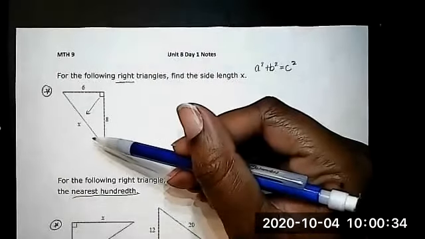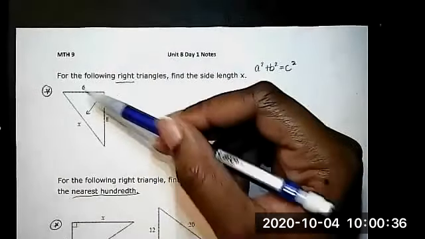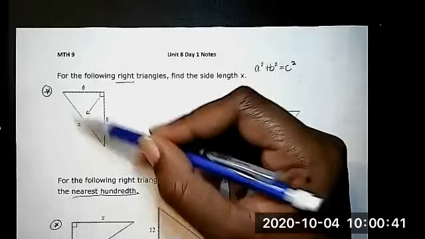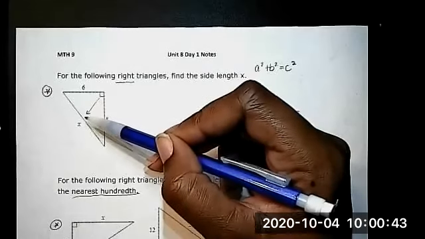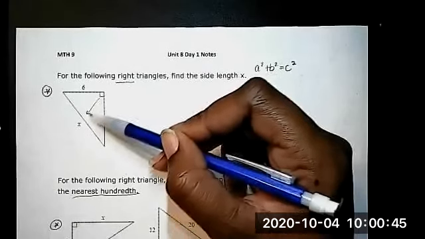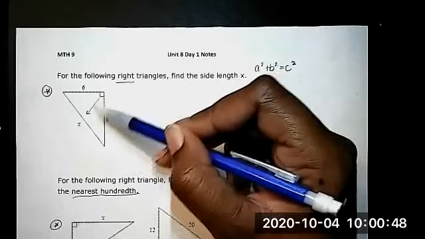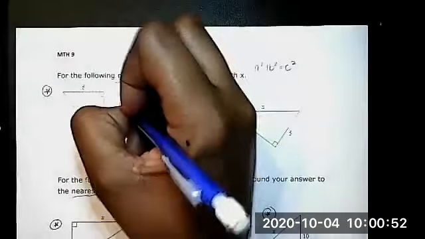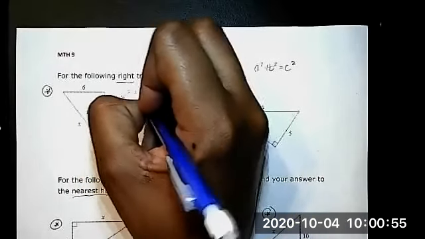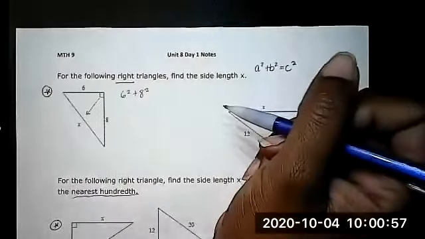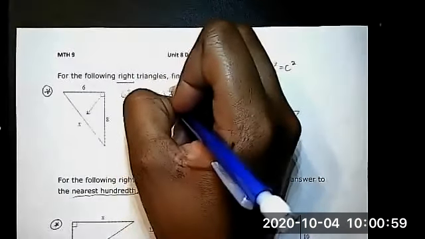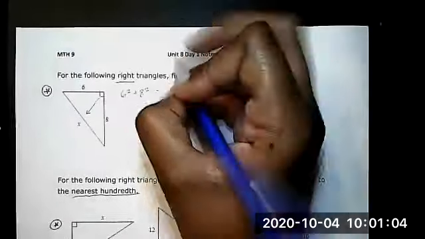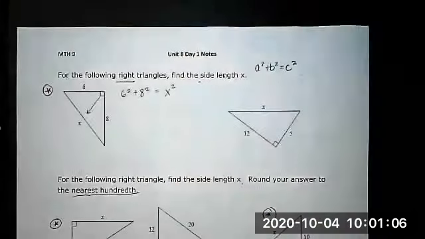So you'll know that that's c. A and b really don't matter. You can pick either one of these for a or b, but c does matter. This always has to be c. If it's right across from the little box, then you know that's the hypotenuse. That's c always. So 6 squared plus 8 squared, because either one of these could be a or b, it doesn't matter, equals, we don't know what the c is, equals x squared.